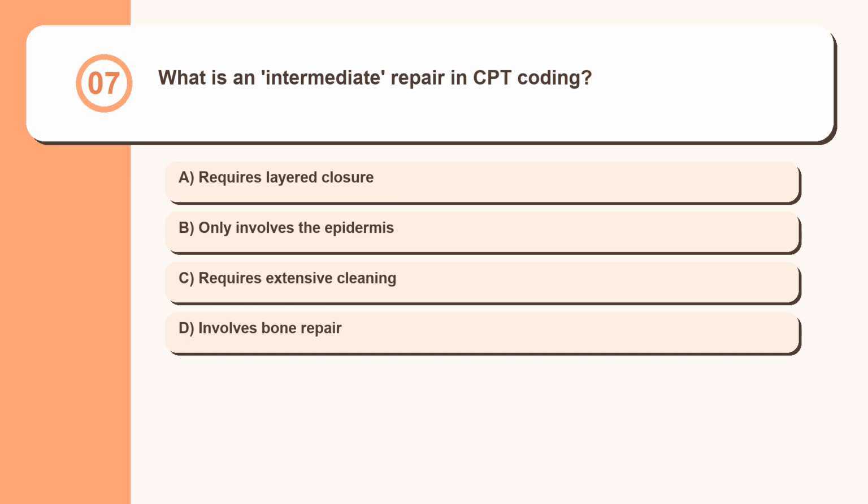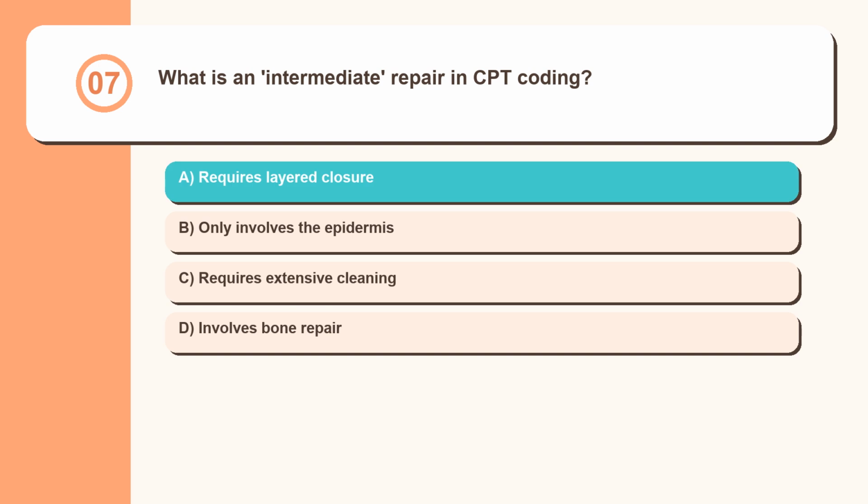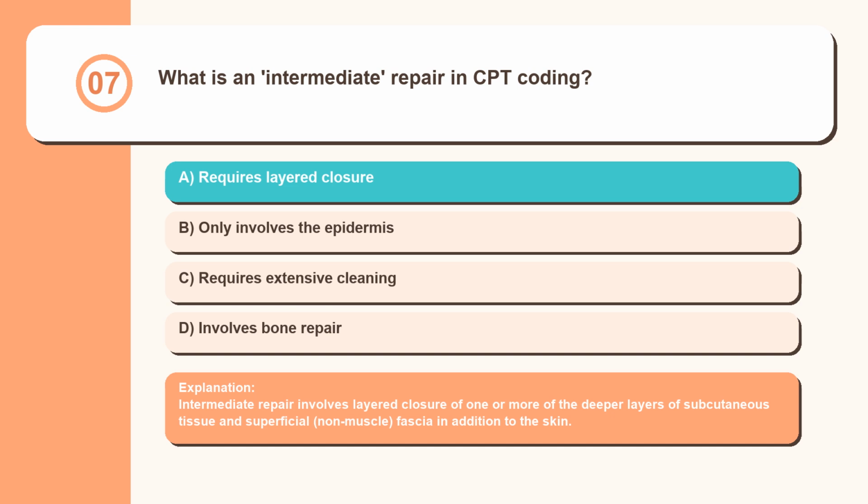Question 7. What is an intermediate repair in CPT coding? Requires layered closure. Only involves the epidermis. Requires extensive cleaning. Involves bone repair. Intermediate repair involves layered closure of one or more of the deeper layers of subcutaneous tissue and superficial, non-muscle, fascia in addition to the skin.